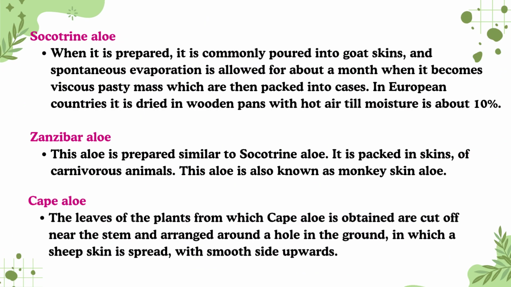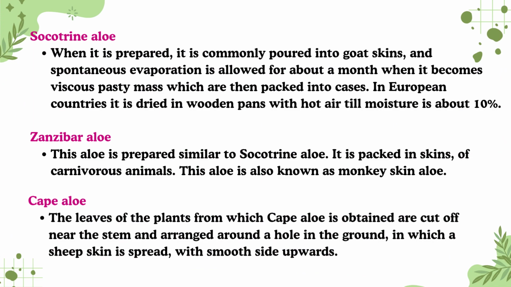Socotrine aloe. When it is prepared, it is commonly poured into goatskins, and spontaneous evaporation is allowed for about a month when it becomes a viscous pasty mass, which is then packed into cases. In European countries, it is dried in wooden pans with hot air till moisture is about 10%. Zanzibar aloe. This aloe is prepared similar to Socotrine aloe. It is packed in skins of carnivorous animals. This aloe is also known as monkey skin aloe.